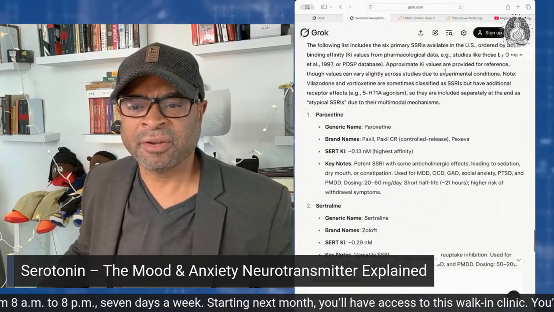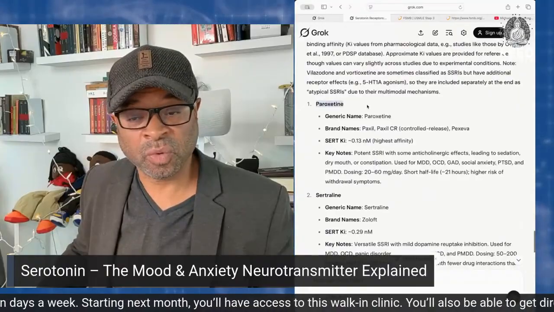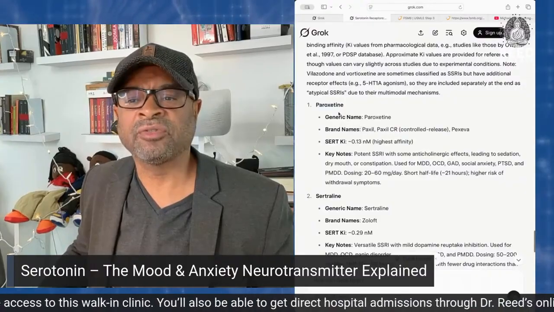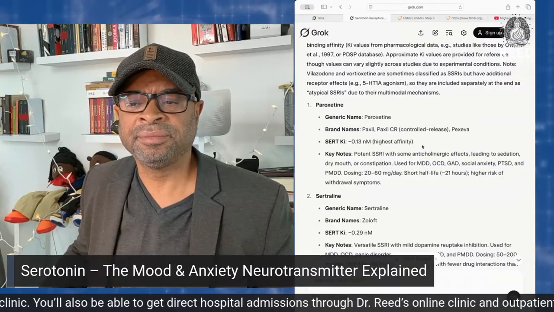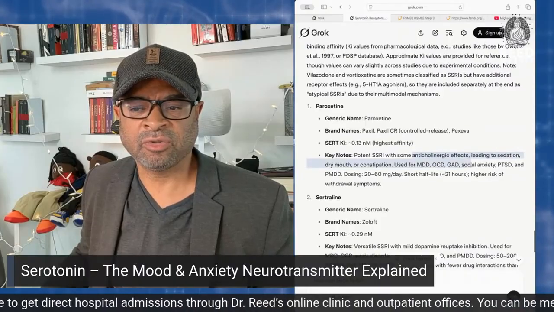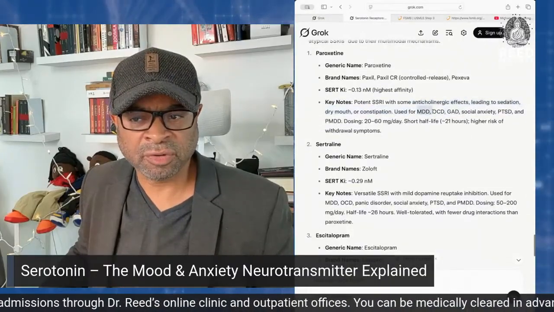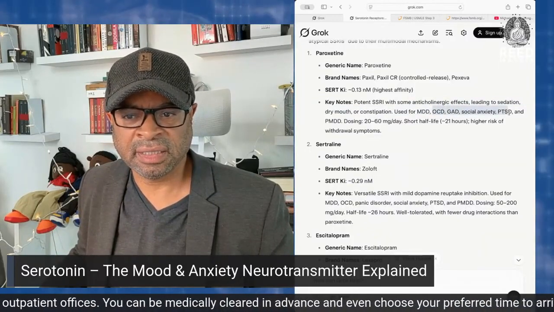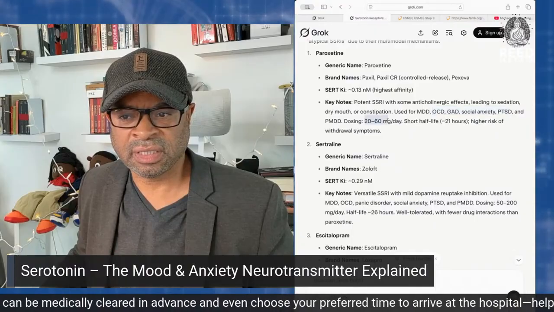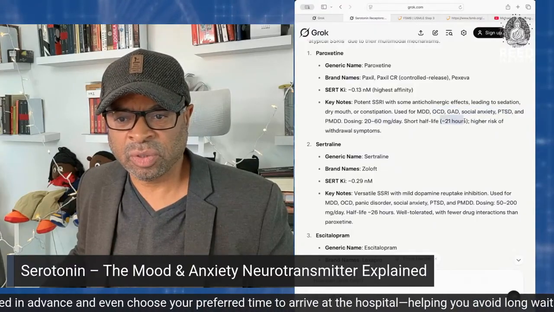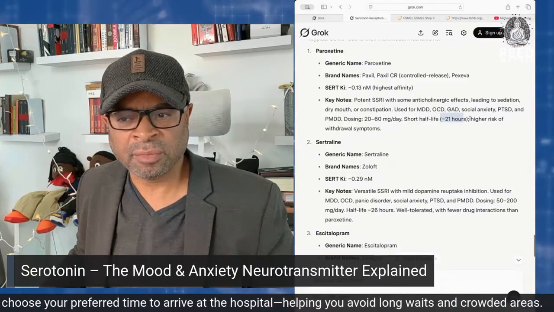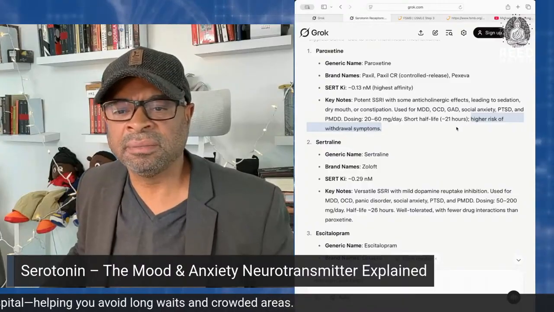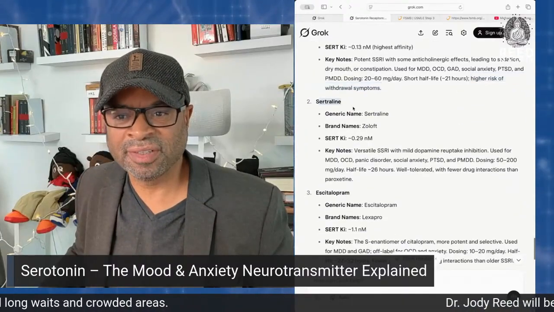SSRIs. So here, Paxil is a very good medication. It works very well. It's a very potent medication. We give it at night because it can lead to some sedation and dry mouth. It's used for major depressive disorder, particularly OCD, and PTSD and things like that. 60 milligrams a day, half-life less than 21 hours. You have to prepare your patients with Paxil too because it can cause a lot of anxiety when you're starting it. Zoloft.